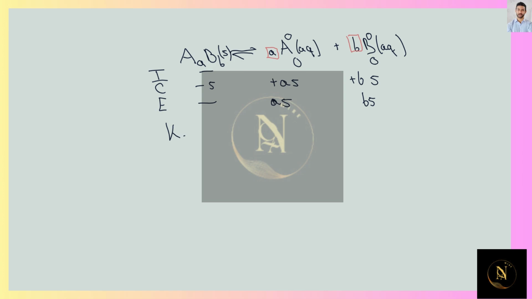And if we write down the solubility product constant for this example, we would get the concentration of A elevated to the A coefficient, times the concentration of B elevated to the B coefficient, which turns into AS to the A times BS to the B. And by solving this equation for S, you are going to be able to find the molar solubility. So let's just take a couple of examples.